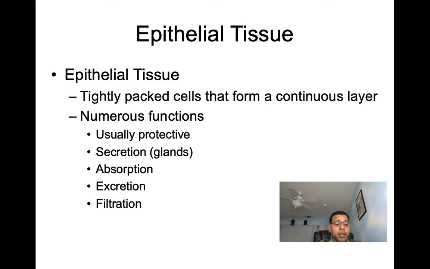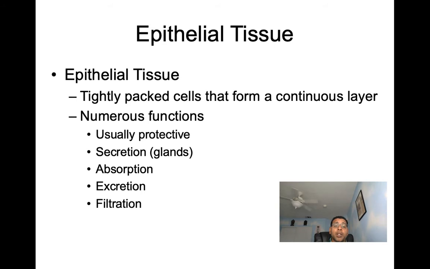Now, epithelial tissue is also known as epithelium. Epithelial tissue is found as tightly packed cells that form a continuous layer. Its cells are tightly packed and they form a continuous layer. Epithelial tissue covers our body surfaces and lines our body's cavities.